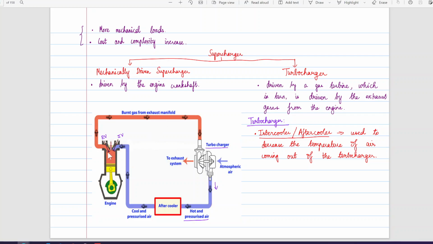So if we look at the schematic, the exhaust gases would come in, shown as red here. It would go into the turbocharger, and it will drive a turbine. This turbine extracts some energy from the incoming exhaust gases and leaves the exhaust gases to atmosphere. And on the other side, it also pulls in the atmospheric air and pressurizes the same.